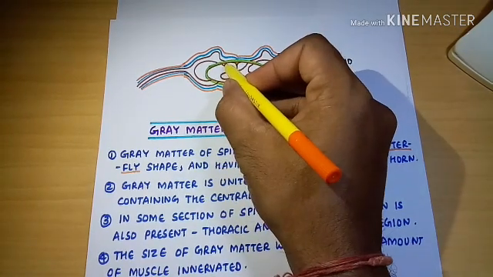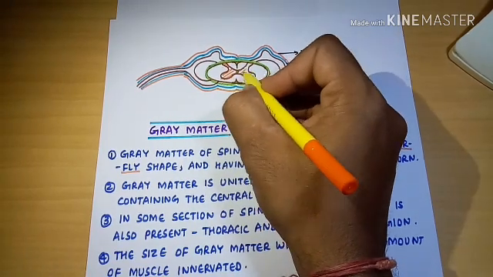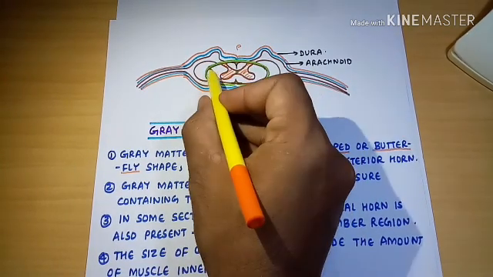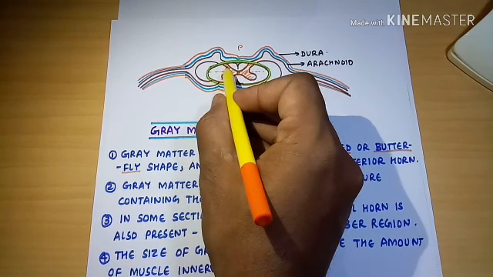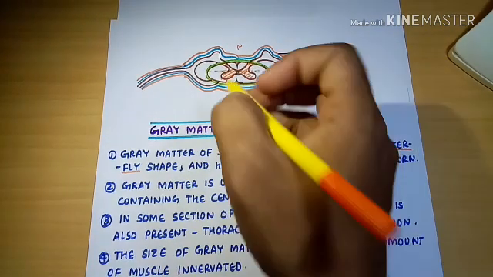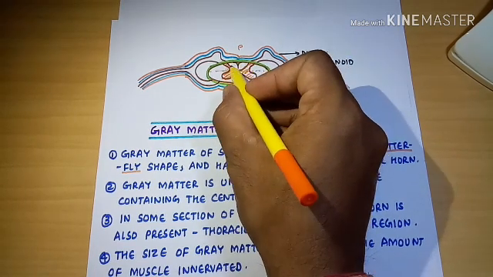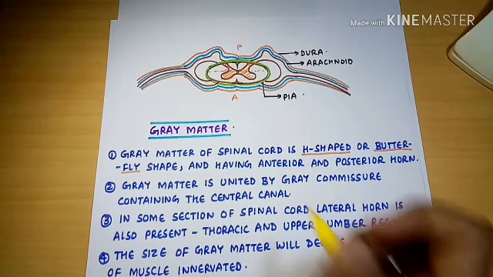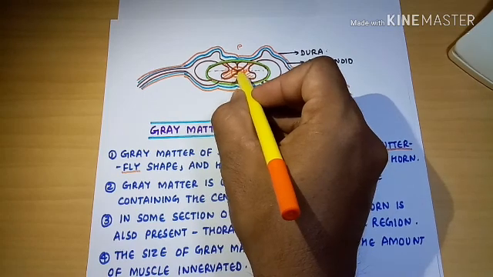If this full is the spinal cord, this is the gray matter. This is the anterior side and this is the posterior side. The gray matter of the spinal cord has two types of horns. These two are the posterior horns and these two are the anterior horns. And in some places the lateral horns are also present. These two sides of gray matter are connected to each other with the help of a gray commissure. So this part is called the gray commissure.